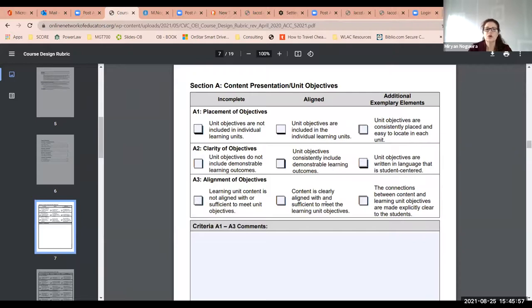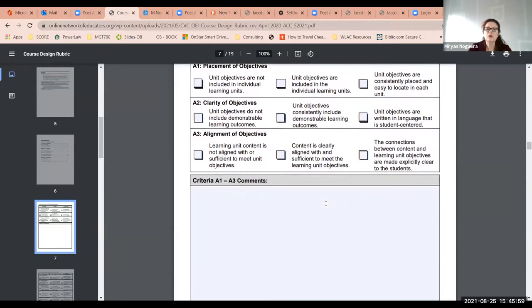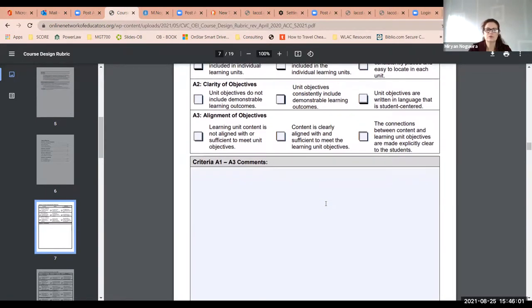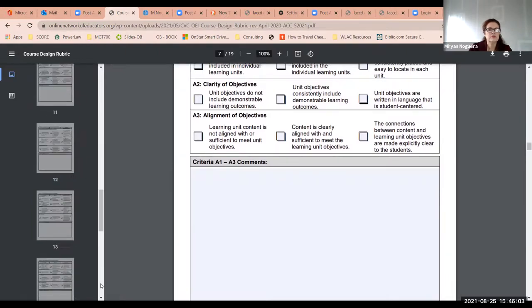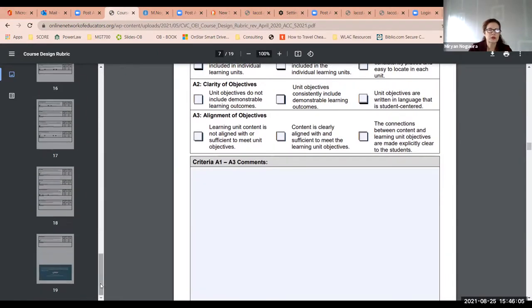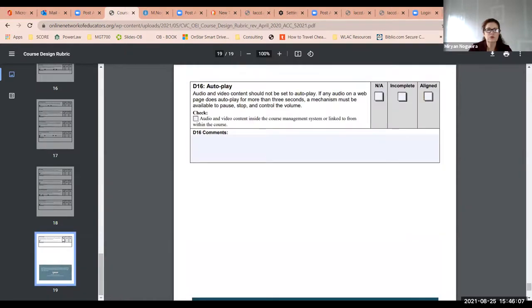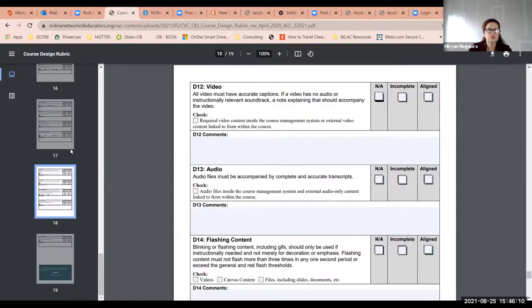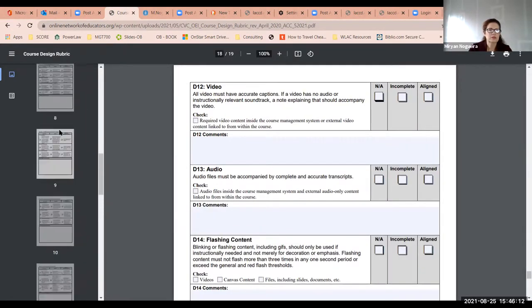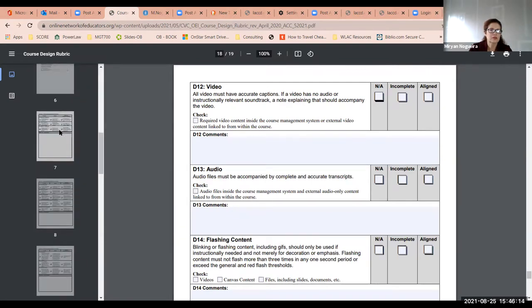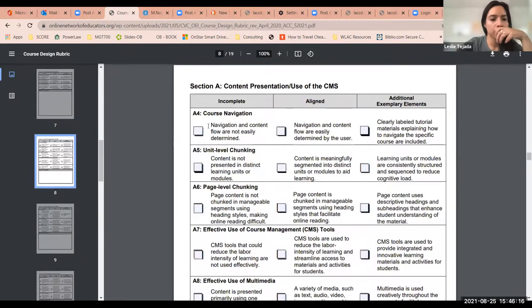That's my idea. So here you have all the information on what you have to do. And I'm going to have detailed information of what this means, like content presentation, course navigation. What does this mean? Because here you might see that navigation and content flow are not easily determined.